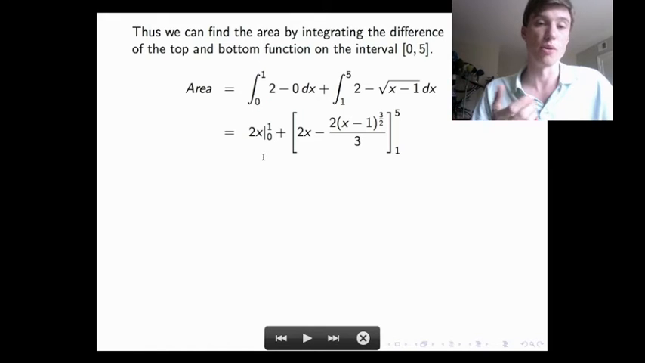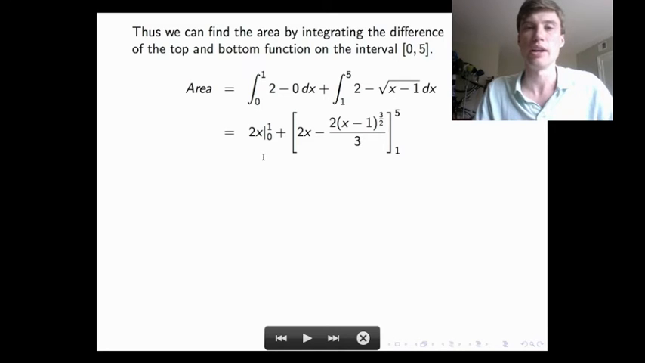Now we just need to perform the integration. So the first integral, we integrate the 2, it becomes 2x. We can ignore the 0, it just goes away. Now for the second one, the 2 again integrates to 2x, and we have (x minus 1) to the 1/2, which we can use the power rule on. Recall that in the power rule you add 1 to the exponent and divide by the new exponent. So in this case, our exponent is 1/2 plus 1, or 3/2, and we divide by 3/2, which is the same thing as multiplying by 2/3.